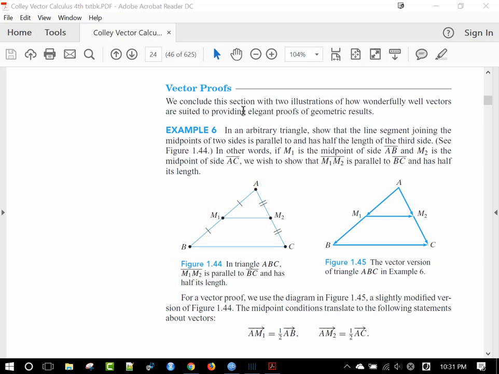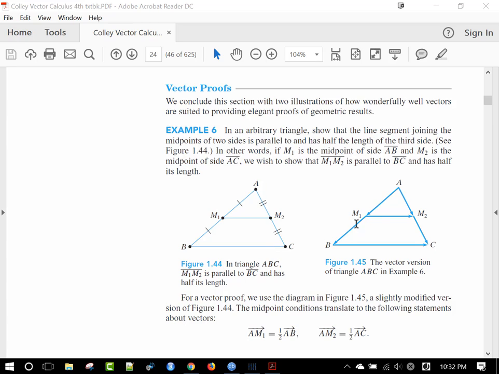Okay, now we're going to do 2 other kind of nice proofs using vectors. It says, we conclude this section with 2 illustrations of how wonderfully well vectors are suited to provide elegant proofs of geometric results. So here's a geometric result that we might have learned in high school. This is an arbitrary triangle. We want to show that if you take a midpoint of this side and a midpoint of this side and connect them, that will be parallel to this, and the length of this will be half of the length of this.